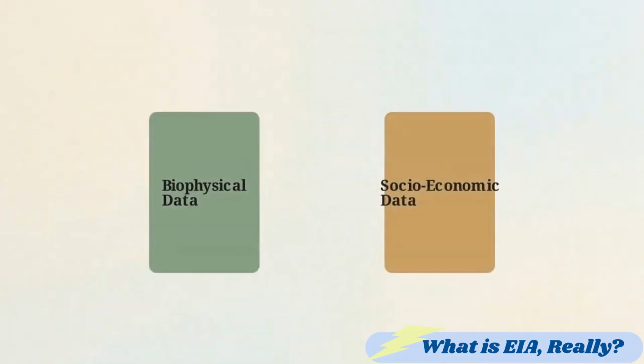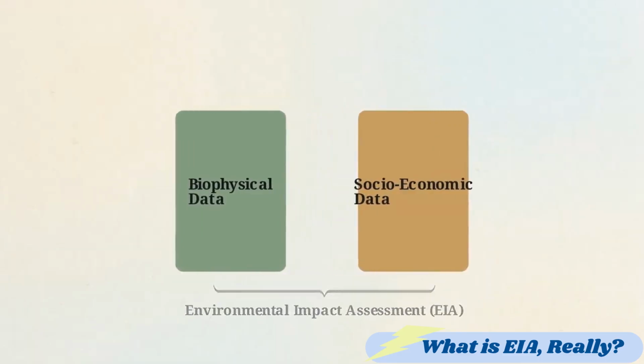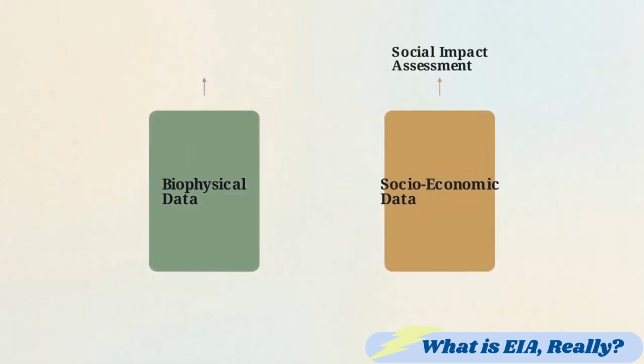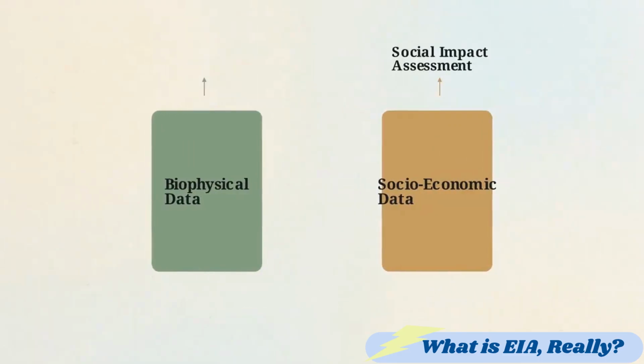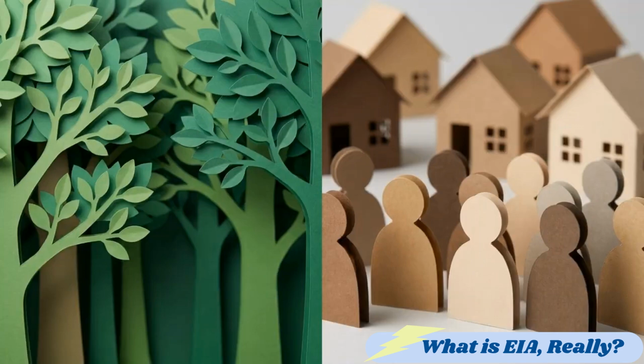In some jurisdictions, this human element is integrated directly into the EIA. In others, it runs parallel as a distinct social impact assessment. Either way, they must merge into a unified assessment framework to inform the final decision. Any assessment that calculates ecological costs while ignoring the distribution of human costs has failed its foundational mandate.